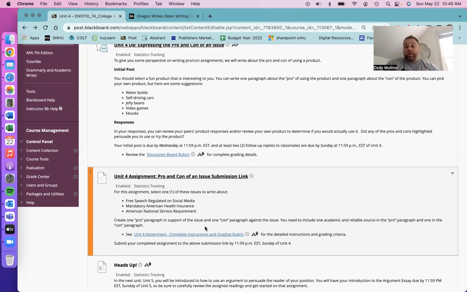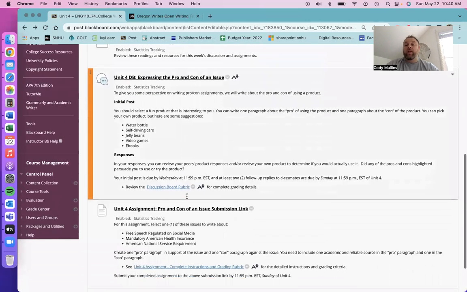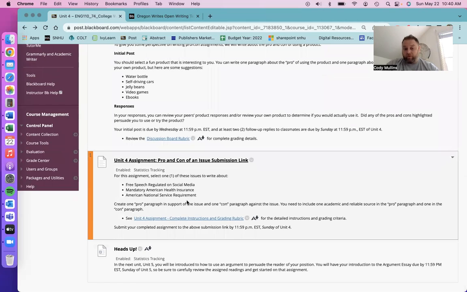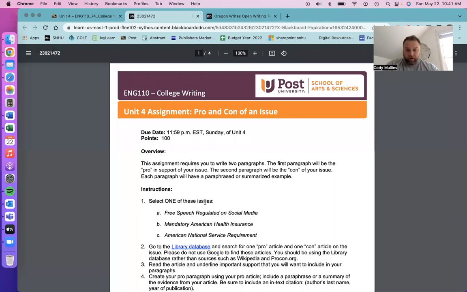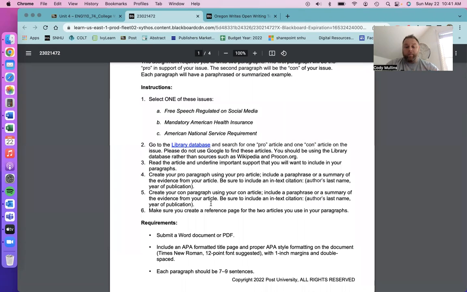Now, you need to find 2 sources here, one in favor of the issue and one against the issue. And again, that's why it's very important that you do the reading and resources first so that you know where to find sources, etc. I also highly recommend that you click on this complete instructions and grading rubric. I don't know that many of you are doing this each time. If you come here, it gives literal step-by-step instructions on what to do, right? And how to do that.